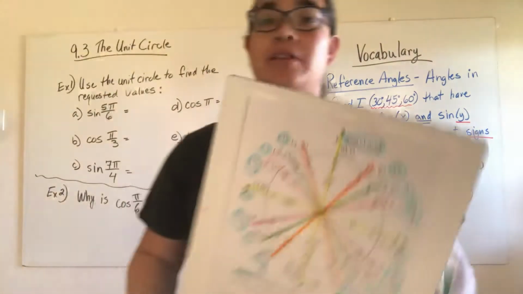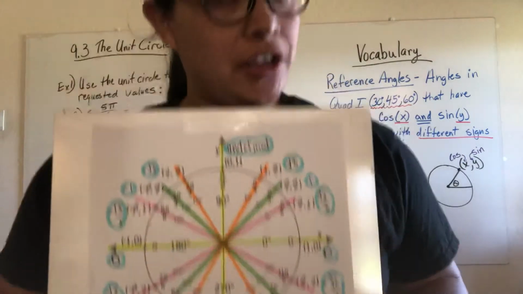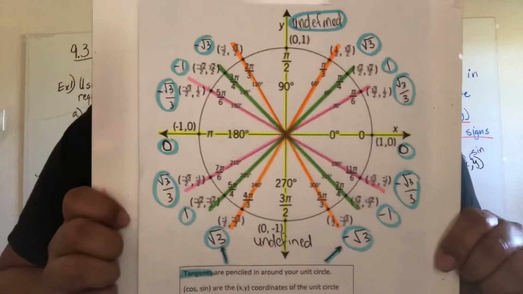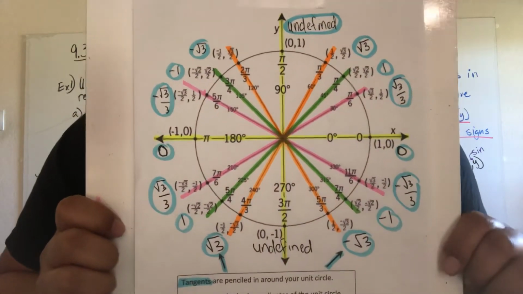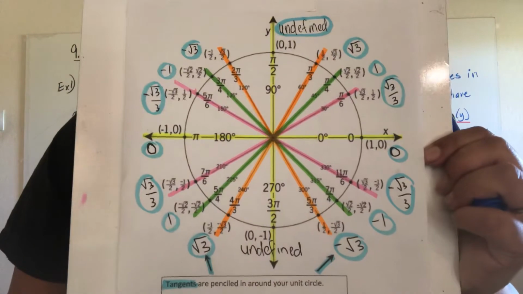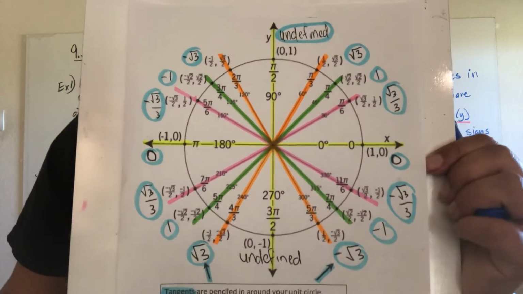So this is what I'm going to be sending all of you. I've already color coded it, so you are welcome. But this is what I'm going to be sending you guys. It's basically the unit circle already filled out. You can see that I've got some color coding going on, and I'll explain why it's color coded in a few minutes. But let's talk about just basics.